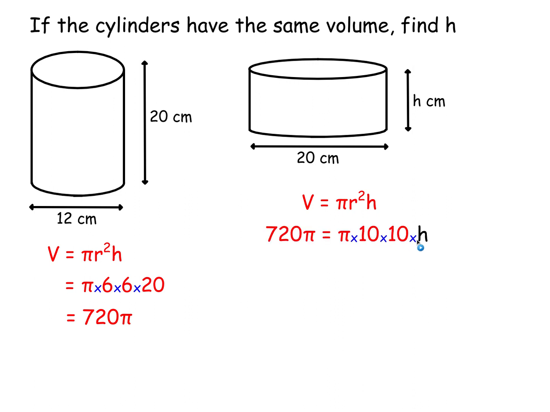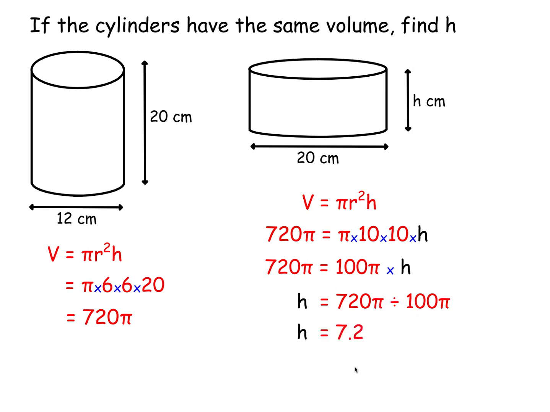10 times 10 times pi is 100 pi. Divide 100 pi into the 720 pi, and the answer is exactly 7.2. The pi's cancelled off and it was 720 divided by 100. So that's using the exact volume.